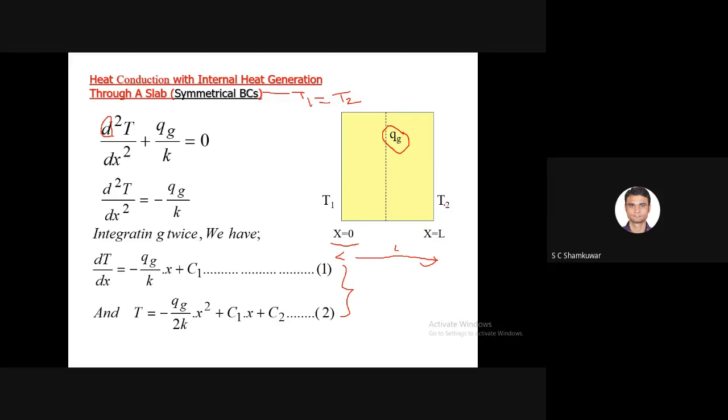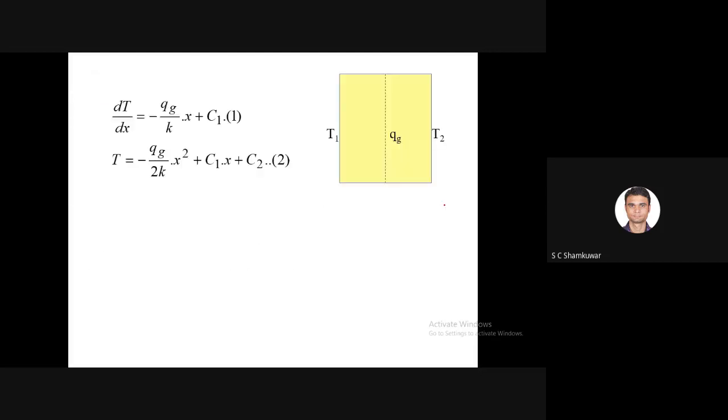Again, I am repeating, symmetrical boundary condition means T1 equal to T2. Okay. Then, if you consider these two equations, equation 1 and equation 2, now we can apply two boundary conditions. What is boundary condition A? At x = 0, T = T1, and at x = L, T = T2. These are the two boundary conditions.